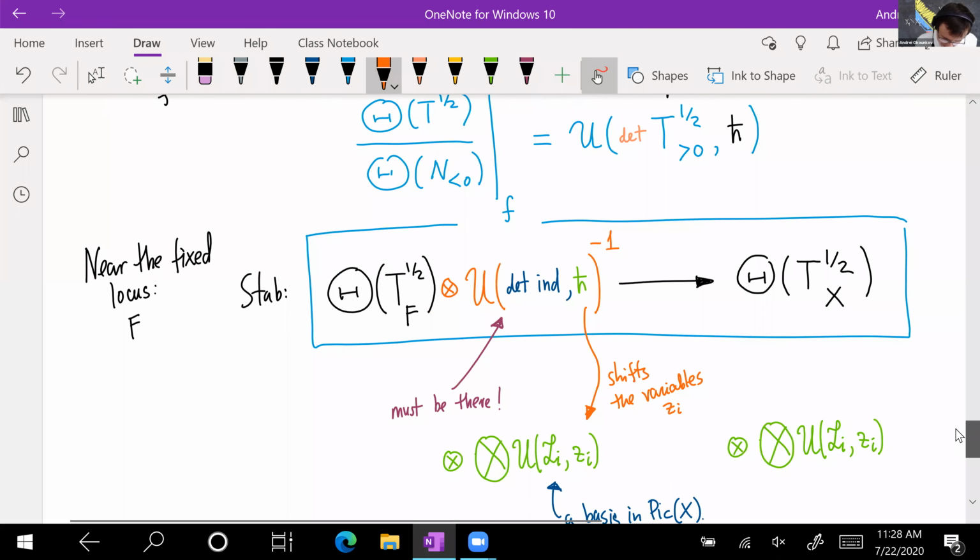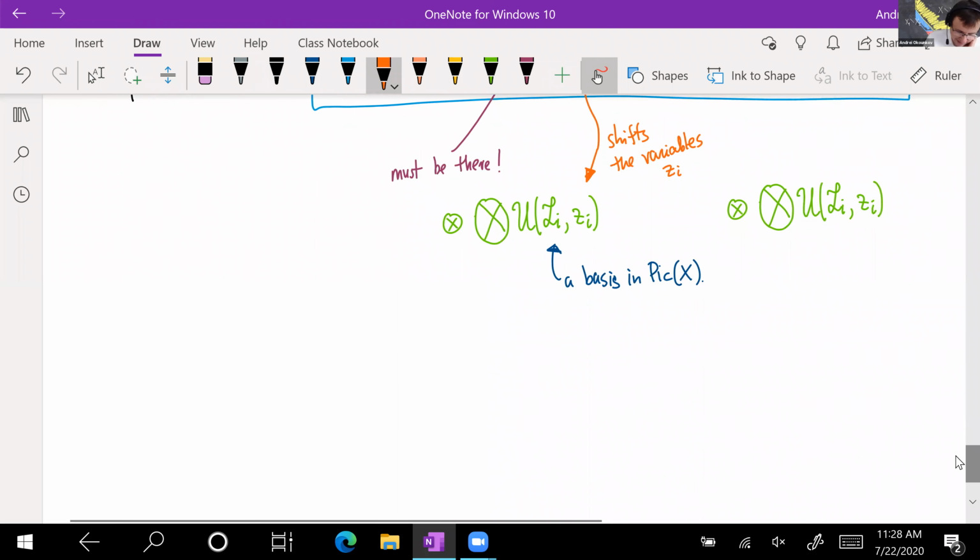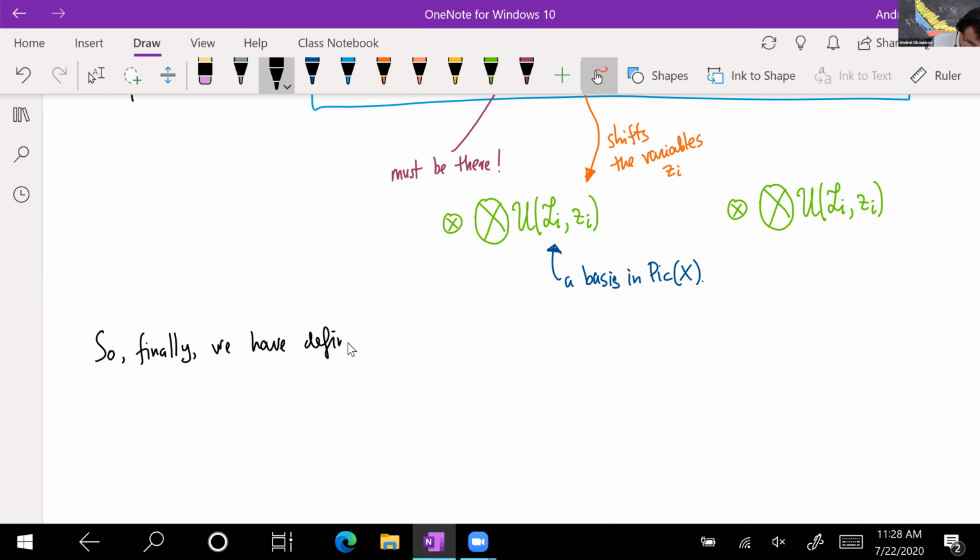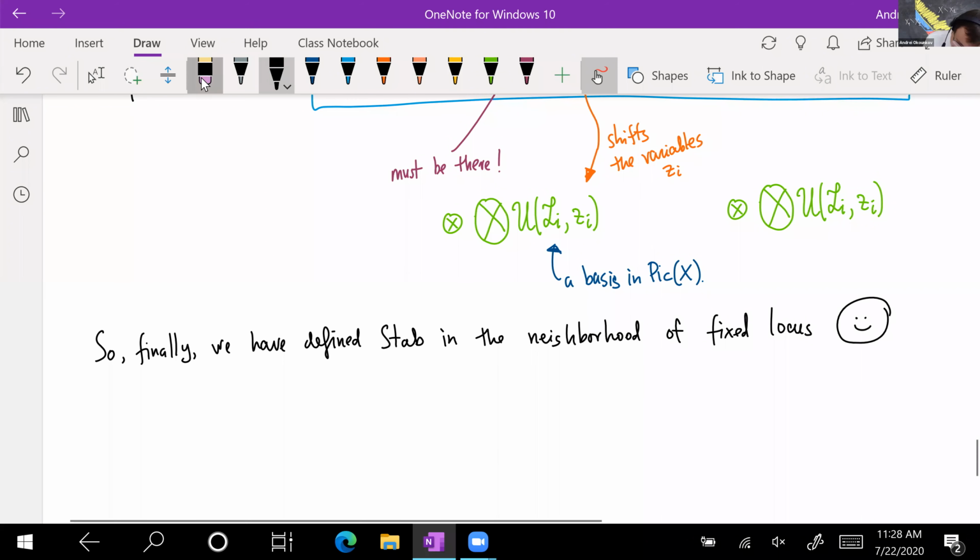At least we define. So finally, we have defined stuff in the neighborhood of the fixed locus.